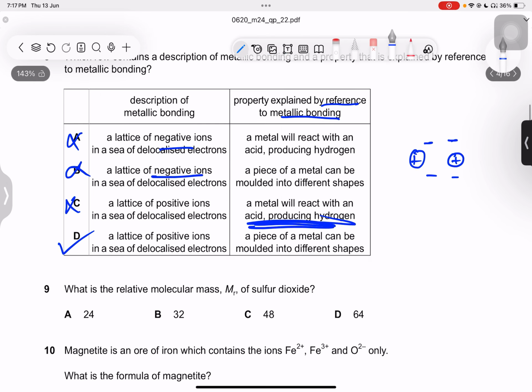So option D is correct because it can be molded into different shapes due to the sea of electrons and the space between them. A metal will react with an acid producing hydrogen. This is a chemical property and this is not related to the structure itself.